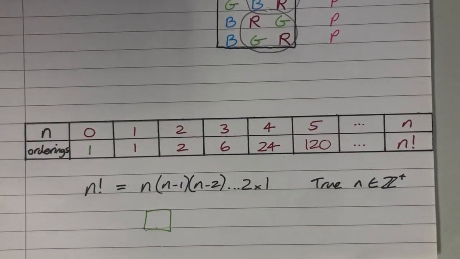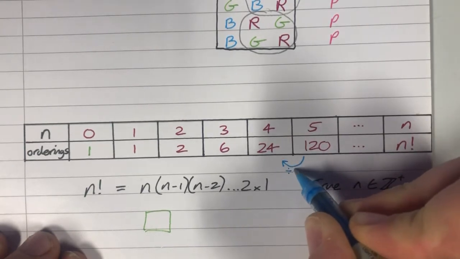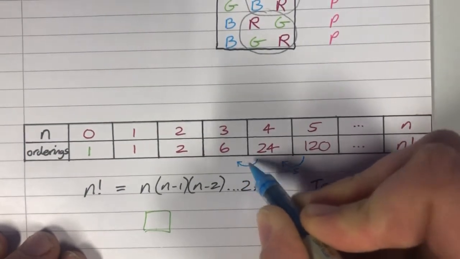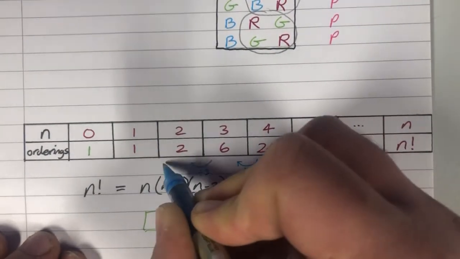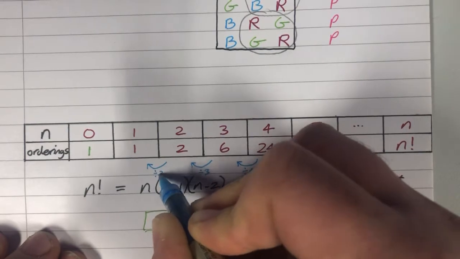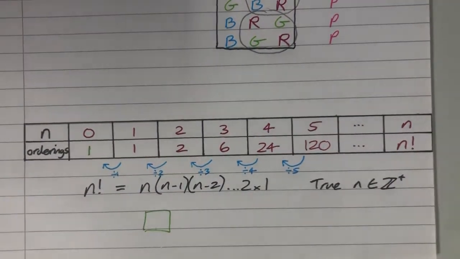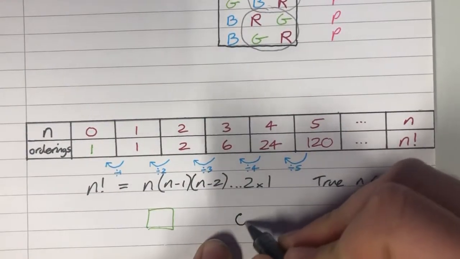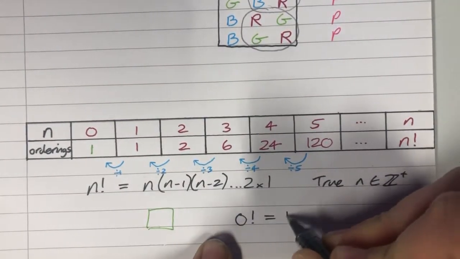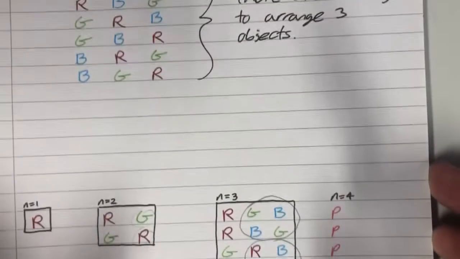An alternative way to view this is to say, well, to get from here to here, I divide by 5. To get from here to here, I'm dividing by 4. Here to here, I'm dividing by 3. Here to here, I'm dividing by 2. So I should then, if I follow that pattern, divide by 1. And of course, 1 divided by 1 is 1. So it's important to note that we define 0 factorial to be the number 1. Okay, so that's factorials.